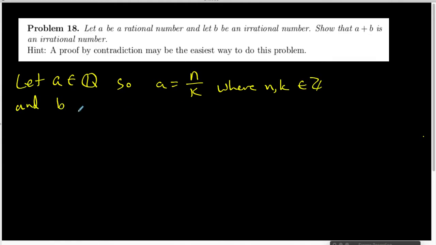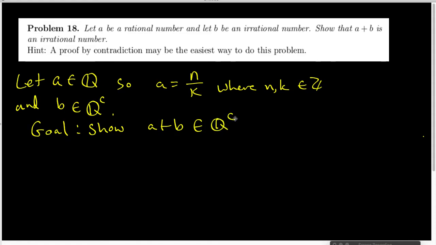And we're going to assume that b is an irrational number, and our textbook uses the notation Q complement for the irrational numbers. And our goal is to show that a plus b is also an irrational number, so it also belongs to Q complement. And we're being told to do a proof by contradiction.